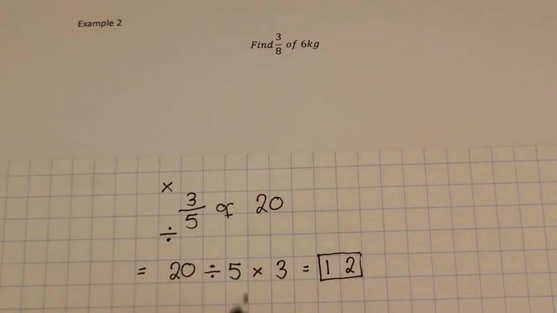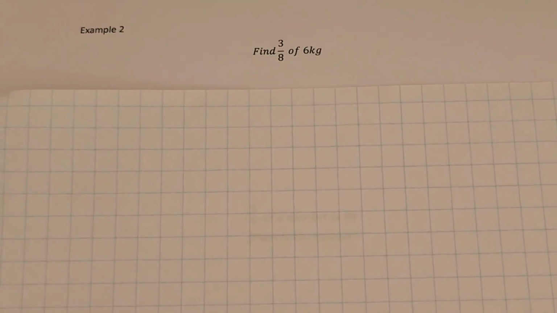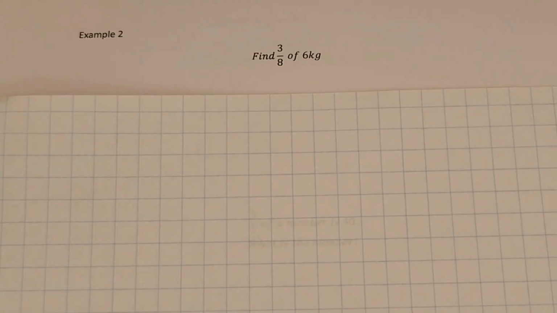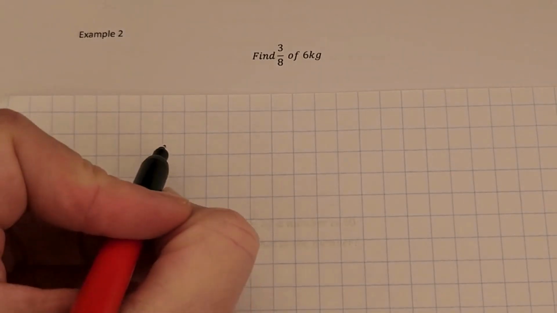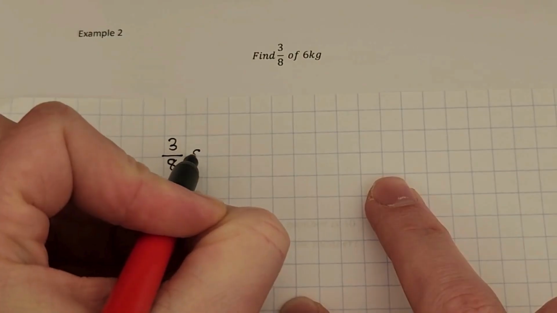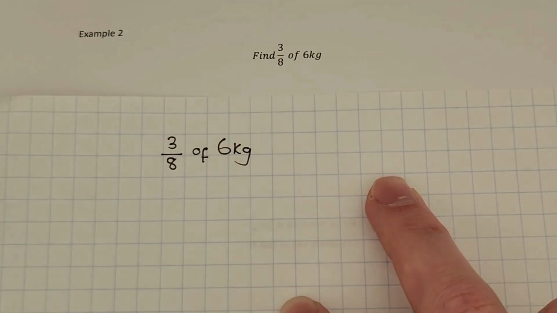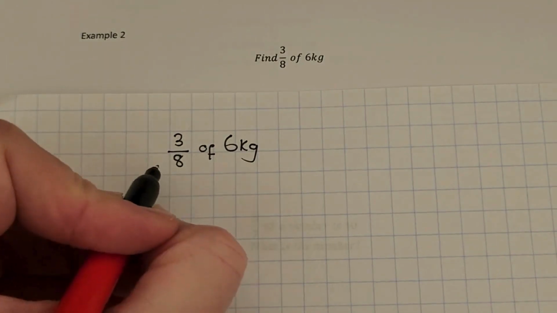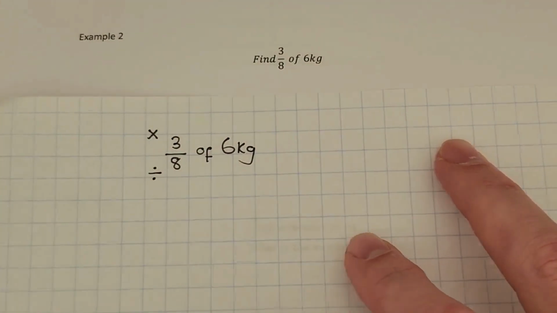Now, there are instances, however, when the questions aren't necessarily as straightforward. So what we've got here is we need to find 3/8 of 6 kilograms. So a couple of ways to tackle this one, and there's no set way as long as we get to the correct answer. So if I want to find 3/8 of 6, I'm going to write kg because we've got our units there. Then again, the process is still the same. We're still going to need to divide by the bottom and we're still going to need to multiply by the top.